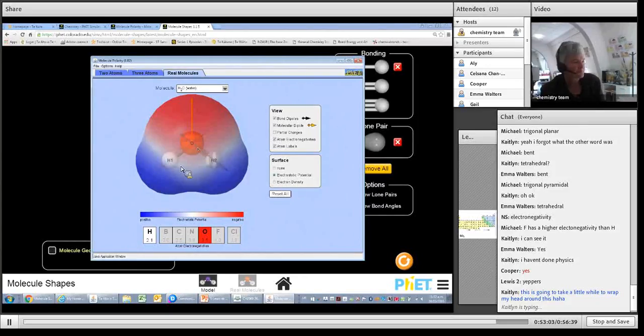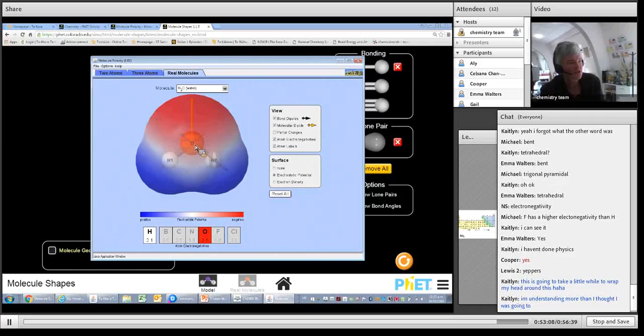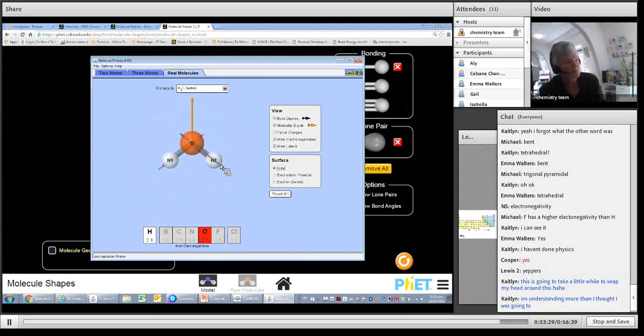I've got a bond dipole going between this hydrogen and this oxygen, a separation of charge, because I have hydrogen with a lower electronegativity and oxygen with a higher electronegativity. So my yellow over here is, if you want to see the colors more clearly, I can. So there's my one bond dipole, there's my other bond dipole, and my molecular dipole is around the oxygen. It's up here. This will be the positive area.